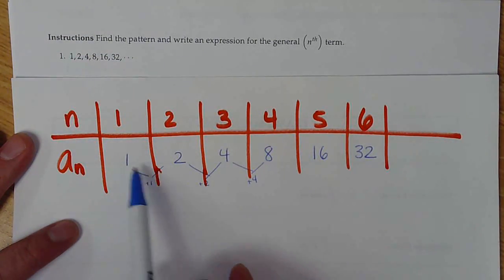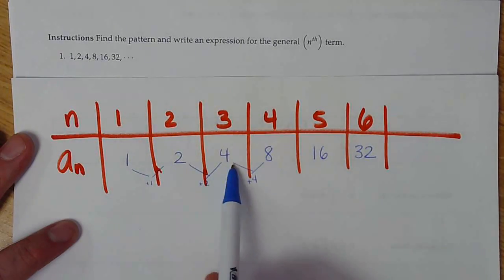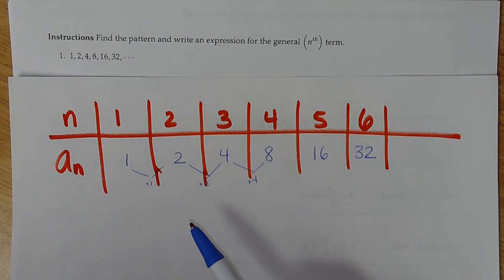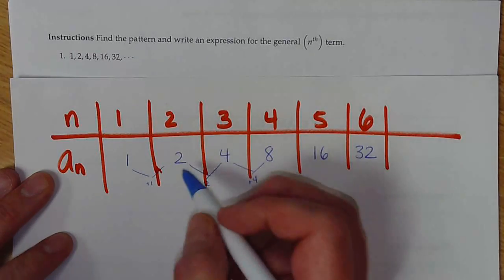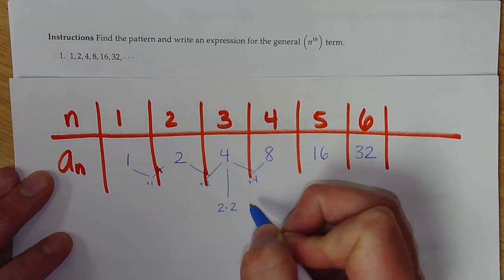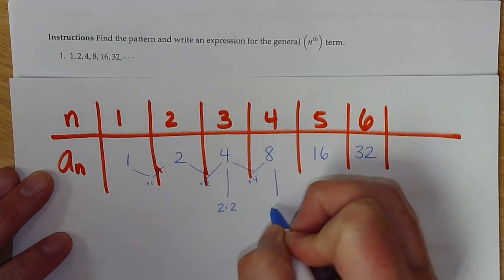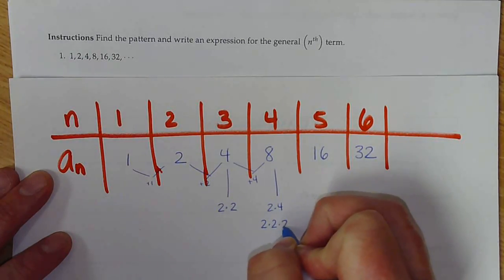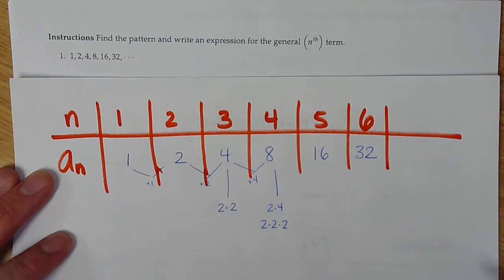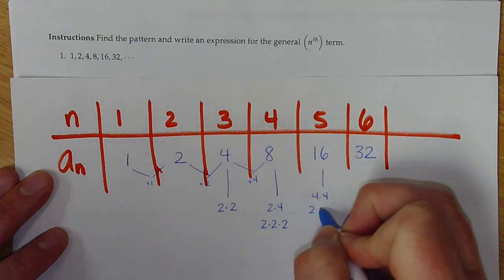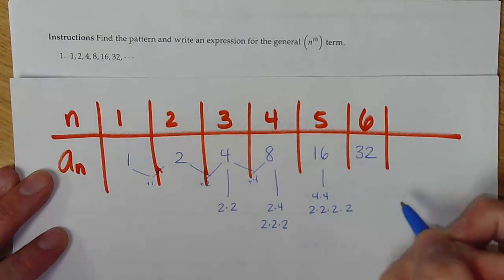But what I do notice is that the difference between these is the same as the numbers in the sequence themselves. So that makes me think that maybe we're multiplying by something each time. So I'm going to try factoring these numbers out. Start with 4. I know 4 is 2 times 2. I know 8 is 2 times 4, which is really 2 times 2 times 2. Okay, 16 is 4 times 4, which is 2 times 2 times 2 times 2.